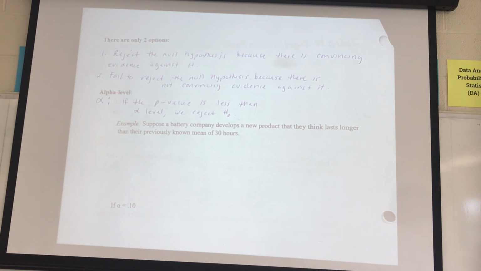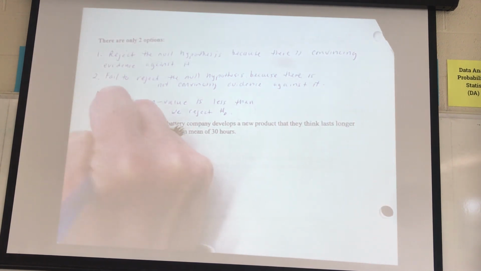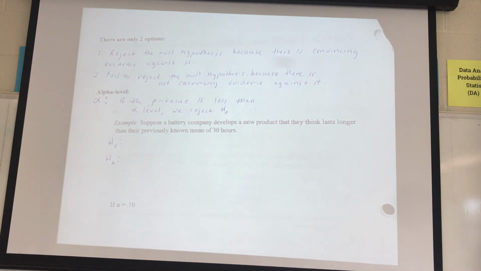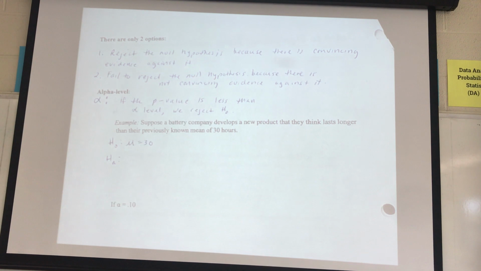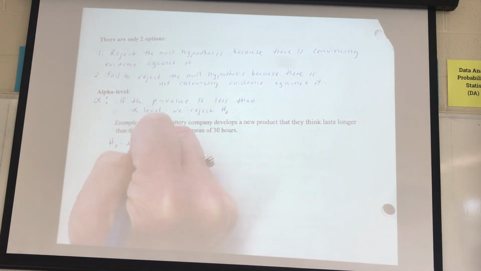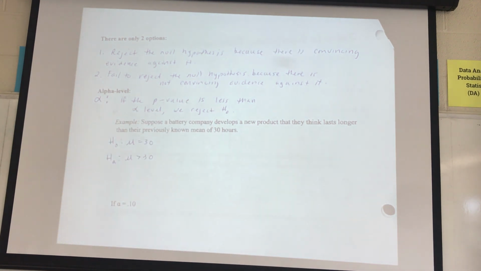So their old batteries lasted a mean of 30 hours. They're like, hey, we've improved our batteries, and we now think that the battery life is longer. So they're going to have to set up some sort of sampling situation and collect some data. All right, so let's write a null and alternative hypothesis. The null hypothesis is about the previously known 30 hours. So our null hypothesis is that mu equals 30, and we now think that it's greater. We think we've improved the product.